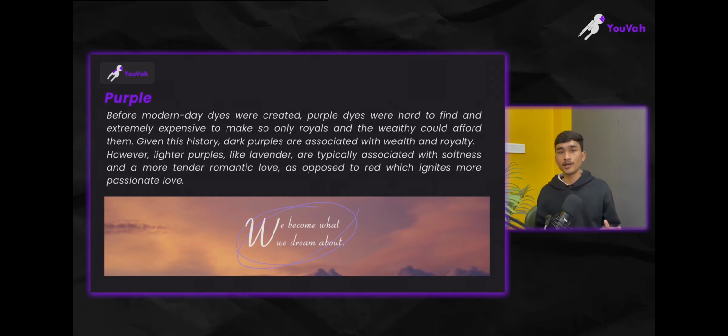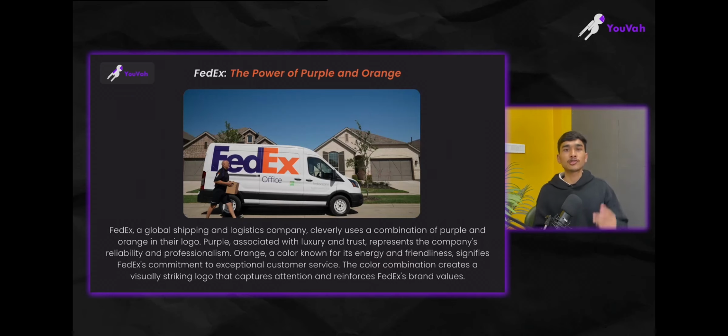Then at the end, purple, and for purple we have FedEx. It uses purple and orange, the power of purple and orange. It is a very famous global shipping logistics company, and they cleverly use a combination of purple and orange. And there is one more catch: if you see the FedEx logo, you will see an arrow also. This arrow shows that they are delivering your product. So this is another example of combining colors together to make a good brand.